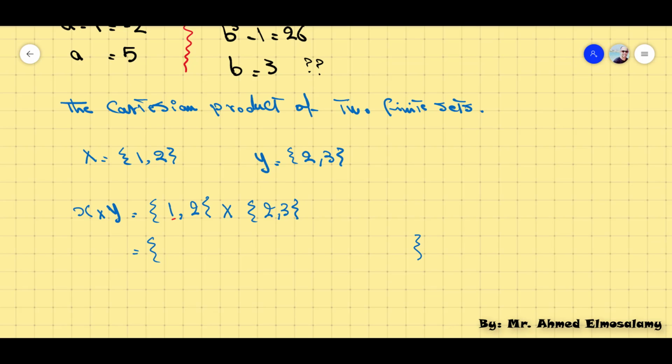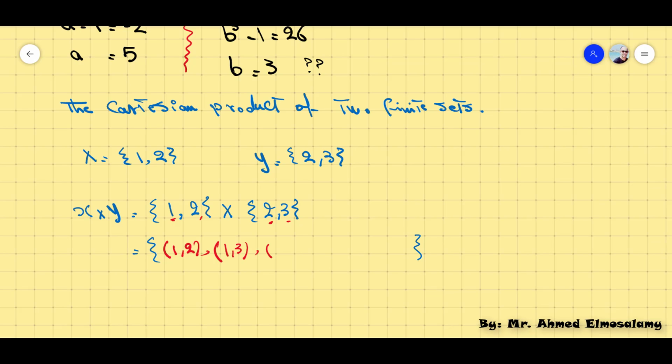The first element here is 1 and the first one here is 2. So 1 product 2 equals what? Don't tell me 1 product 2 equals 2. 1 product 2 in set equals the ordered pair (1, 2), comma. Again, 1 product the second element 3. 1 product 3 will be equal to (1, 3).